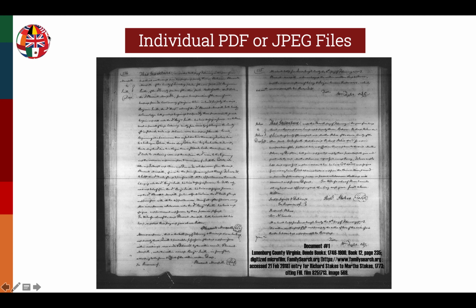To submit the documents as individual PDF or JPEG files, you're going to want to add the document number and the complete citation to that image. You could use a program such as Paint or Preview to add that information to the image. This example was created using Preview on a Mac.